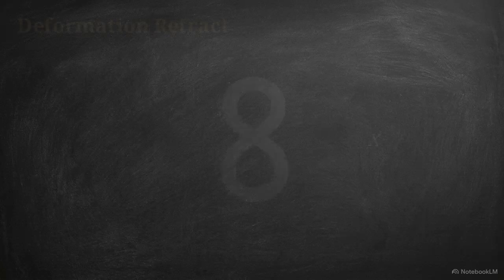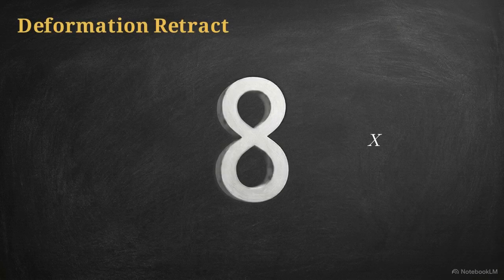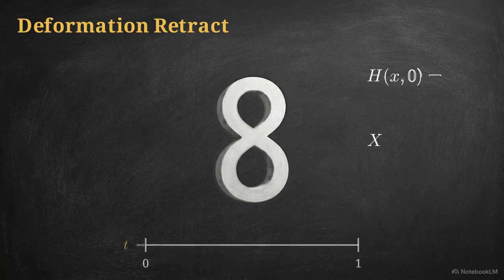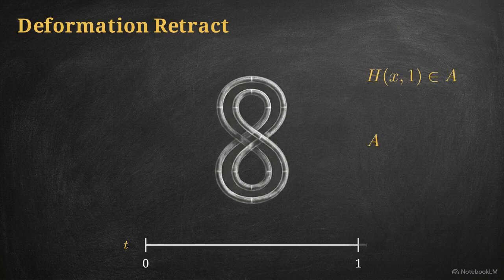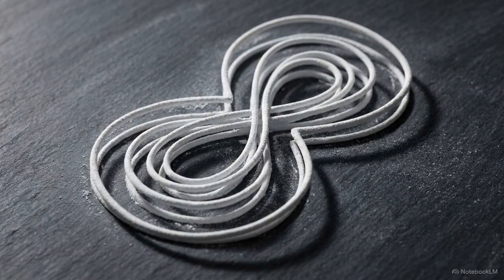A deformation retract is a specific type of homotopy, taking a bulky space and continuously shrinking it into a nested subspace. At t equals 0, the mapping is the identity function. The thick volume remains untouched. As time moves to t equals 1, every point gets continuously pushed inward until the entire space is squashed into the thin, one-dimensional wireframe, subspace A. The critical constraint here is that the points already sitting on the wireframe do not move at any point during the deformation. The payoff for this shrinking maneuver is precise.